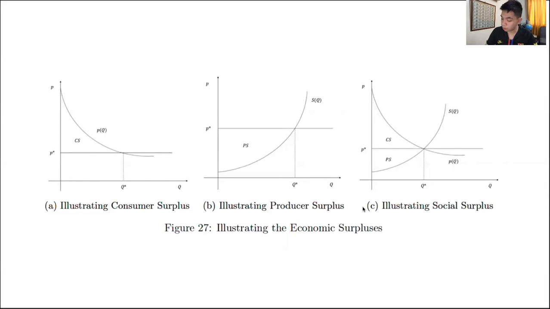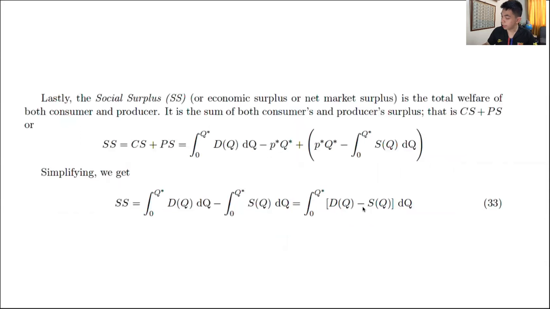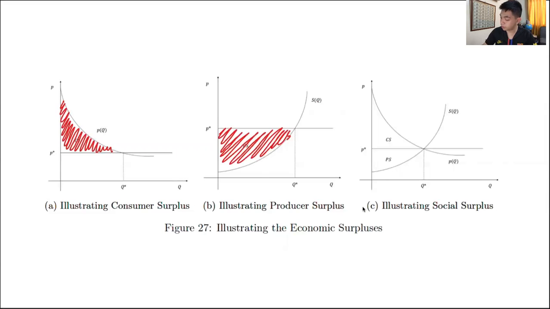So again, consumer surplus is that area there, right? Producer surplus is this area here, right? And net market surplus is just if you add consumer and producer surplus. So that's that area over there, right? So in terms of an integral, let's just recall the integral.